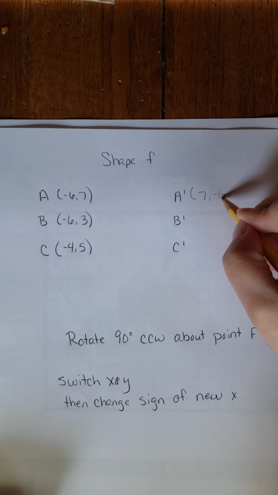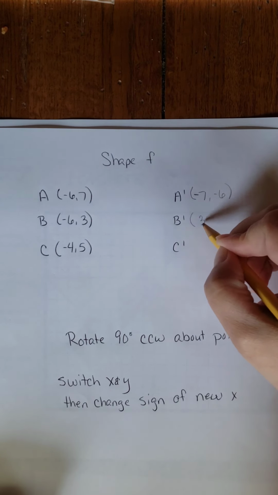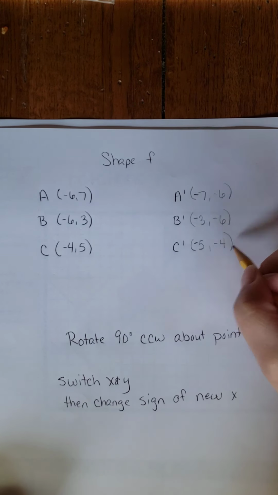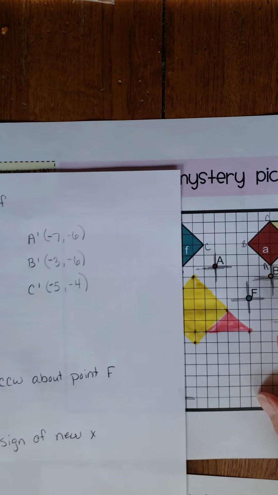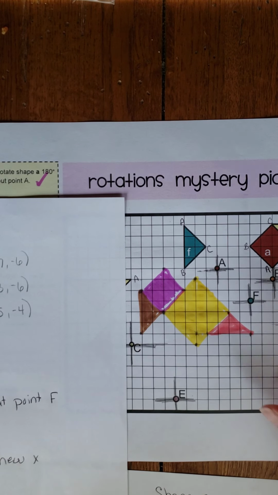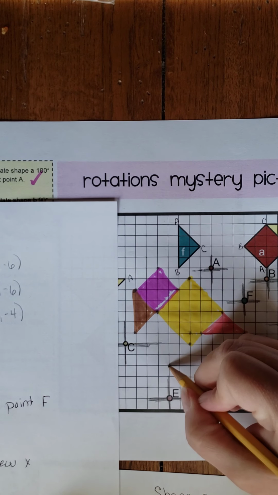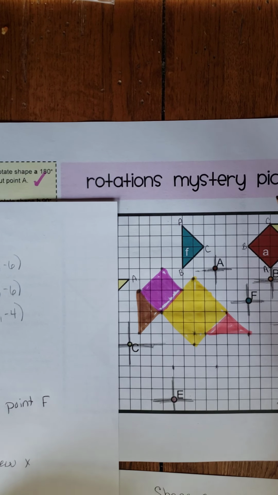So here we go. Switch our X and our Y, change the sign of the new X. We do that for each point. So then we need to plot them in relation to this point F. So here we go. A prime is -7, -6. B prime is -3, -6. And C prime is -5, -4.